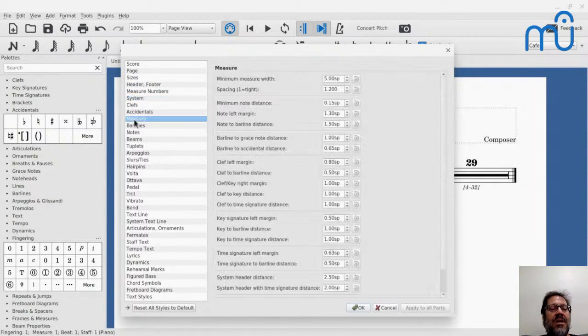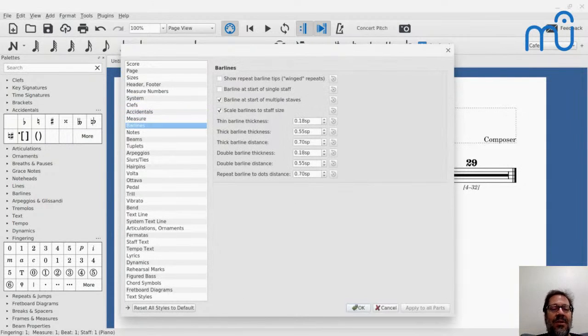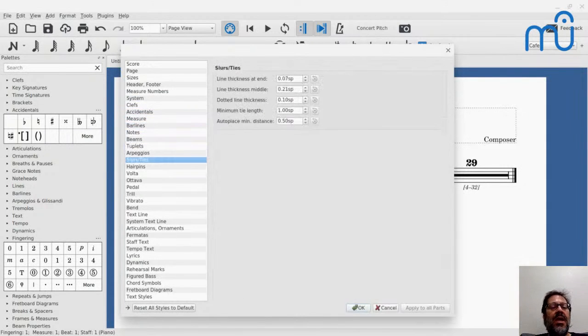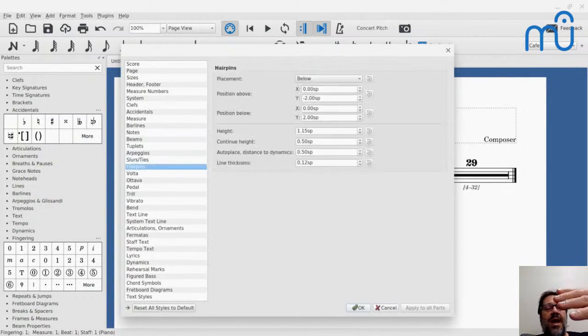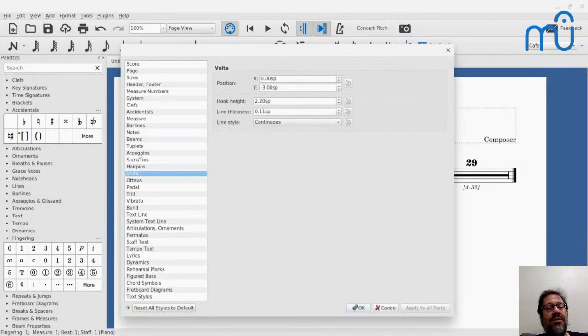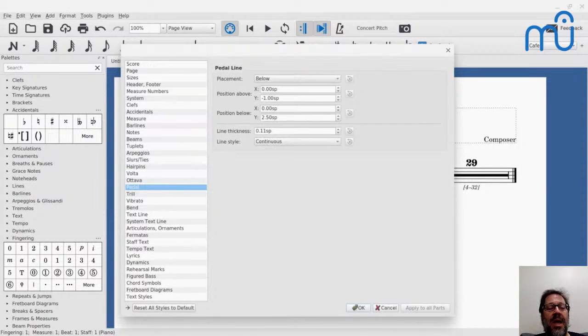But then we get into more nitty gritty detail of accidentals and bar lines and notes. Then we get into the settings that have to do with different kinds of lines that go across your score. There's slurs and ties, there's hairpins, voltas, octave markings, pedals, trills, right? These are all different kinds of lines.